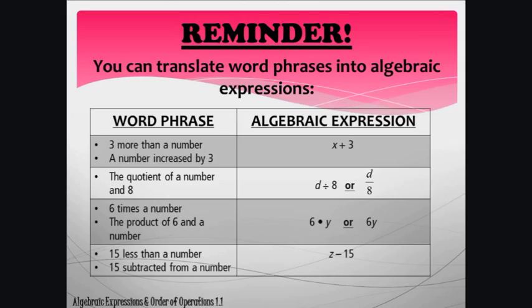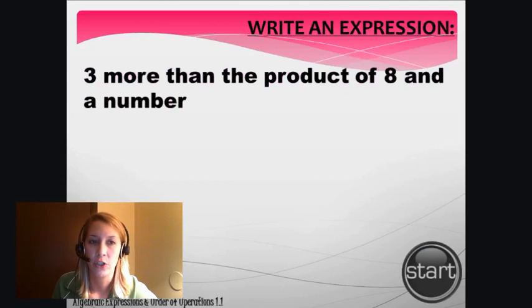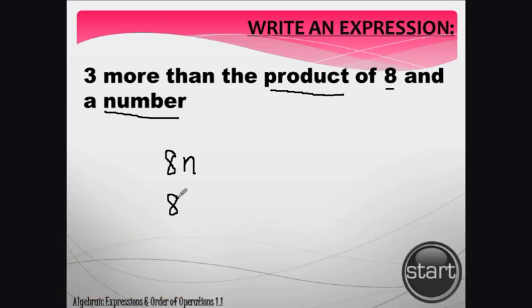So we're going to practice using the order of operations, evaluating, and word phrases and algebraic expressions. So let's go ahead and take a look at what that is. Here we're asked to write an expression for 3 more than the product of 8 and a number. Well, geez, where do we even start with that? We're actually going to go a little bit backwards. I know that right here where it says product, we're going to be working with multiplication. And we're going to be multiplying 8 and a number. So we can either write that as 8, and I'm going to use n for our number, or 8 times n.